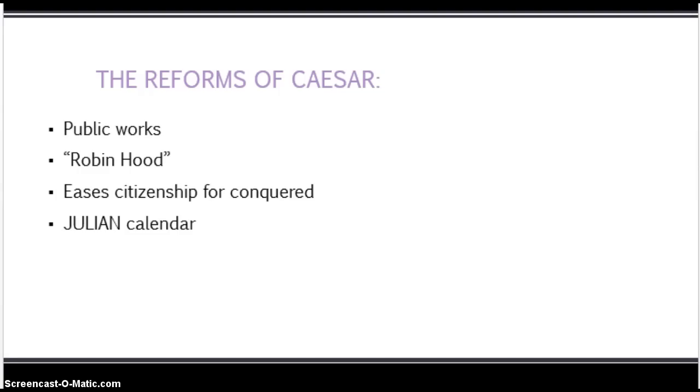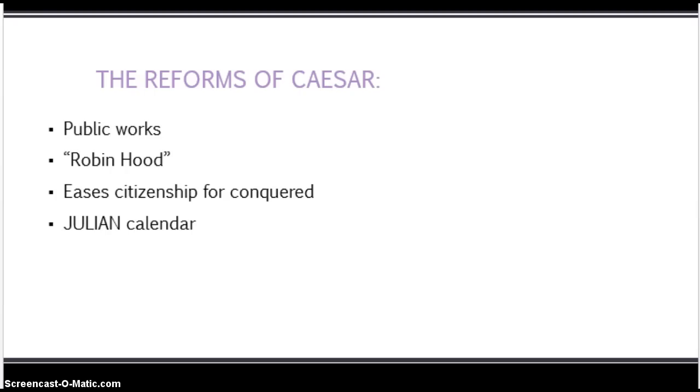Now, even though he was a dictator, he did a lot of good things. He had a public works system. The public works employed jobs. He takes the land away from the rich and he gives it to the poor, making him kind of like an ancient Robin Hood. He is also going to make it easier for conquered peoples to become citizens.